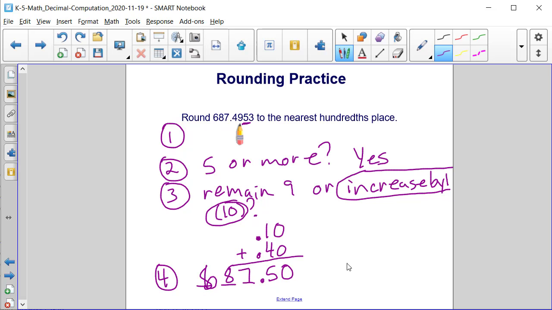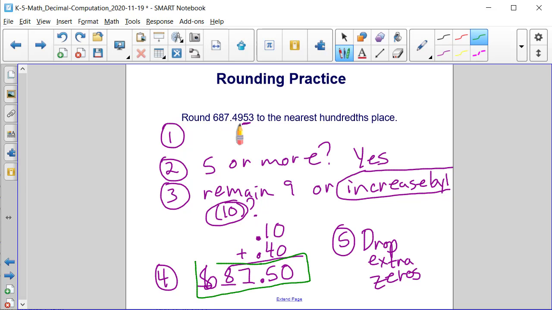And then what happens to the remaining 5 and 3 that we used to round? At least for the 5 we used it to round. Do we put zeros in their places or do they drop? They end up dropping. We drop the extra digits, but we keep the 0 in the hundredths place because that is the place value that we were asked to round to. So our final answer is 687 and 50 hundredths.